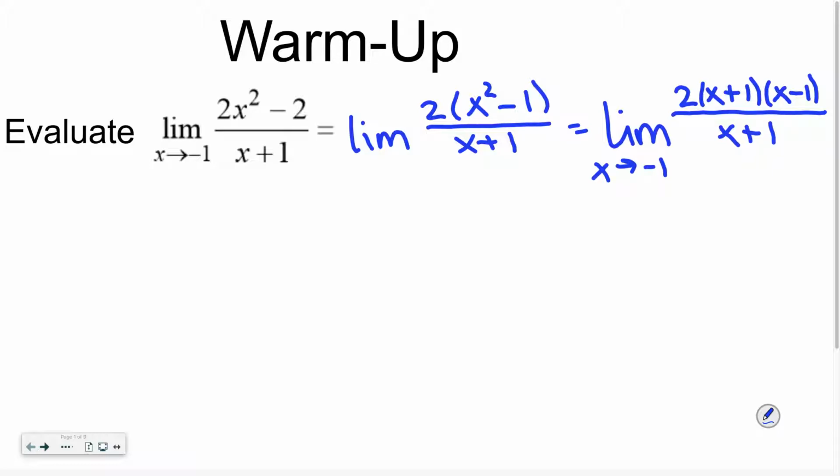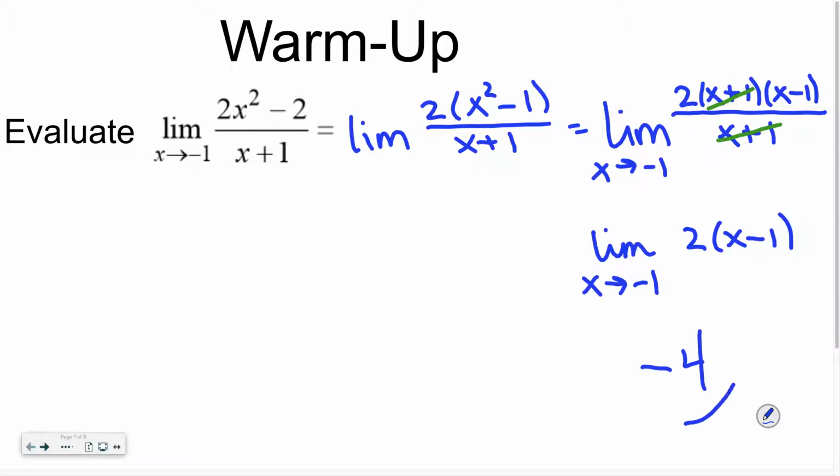Okay. Well, what's the benefit to that? If we get this all factored, what can happen? The x plus 1's cancel, and now we no longer have the 0 in the denominator. So now we can actually use direct substitution. We now have the limit as x approaches -1 of 2 times x minus 1, which would get us -4.